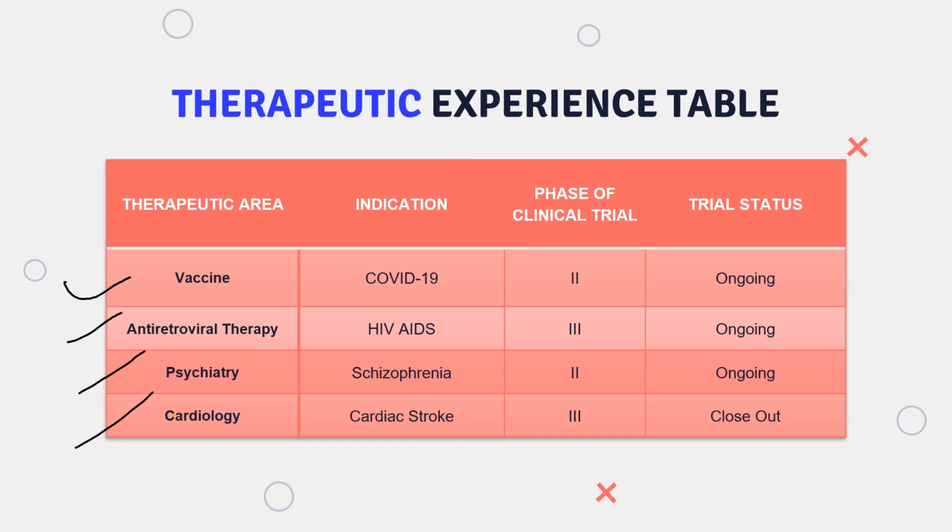The next column would be the indication. So for example, you have worked on HIV, AIDS, COVID-19, schizophrenia, cardiac stroke. The next column would be the phase of the trial. For example, you have worked on phase 2, phase 3, and the status of the trial, whether it is ongoing or closed out. Okay, so this particular table is a make or break table and it is very important for a clinical research resume.